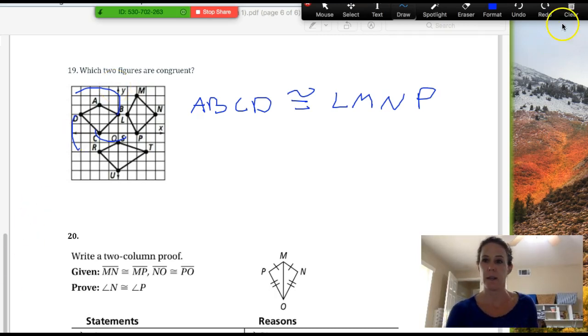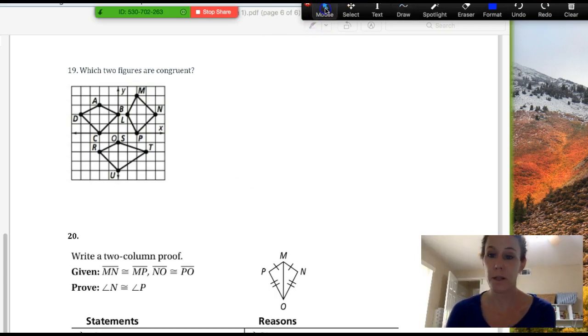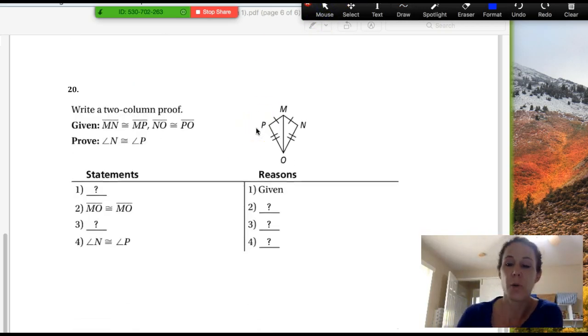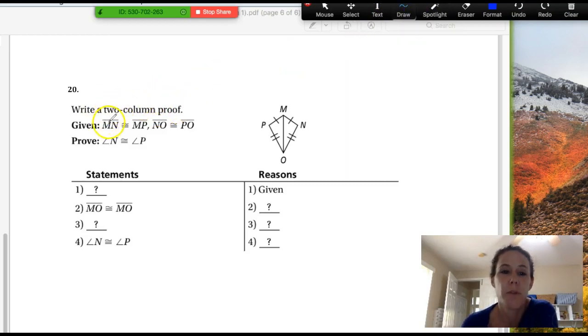All right. Let's go ahead and do the last one, which is a proof. But don't worry about the proof. You will be scaffolded and you will have some choices. So let's go ahead and look at the two-column proof. We got a two-column proof for given MN is congruent to MP, and it's already marked for you. And then NO is congruent to PO. Again, it's marked. We want to prove that angle N is congruent to angle P. We want to prove these two angles are congruent right here and here.